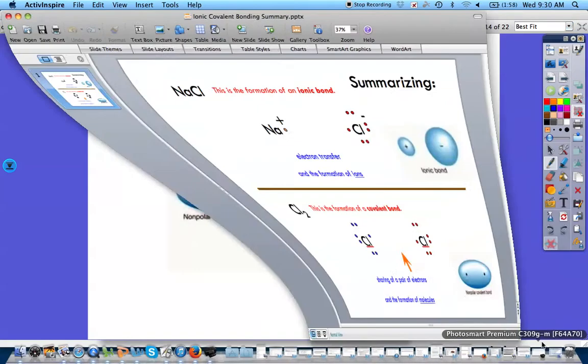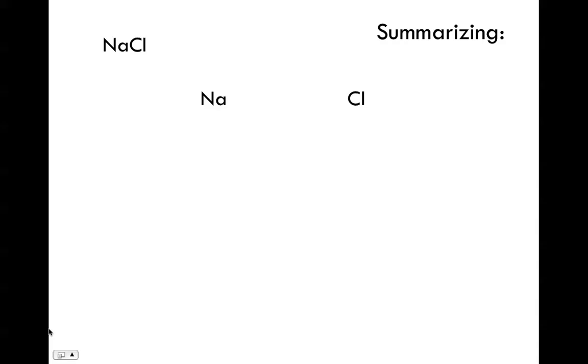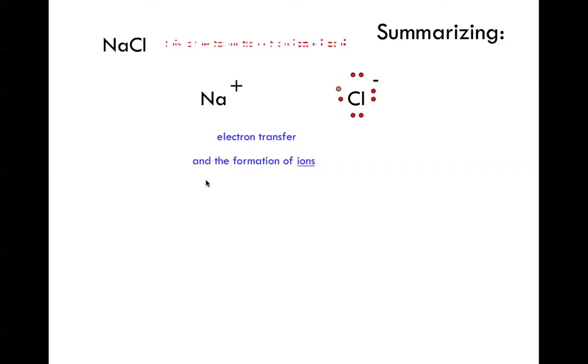I'm going to show you this demonstration for ionic and covalent bonding. So sodium has 1 valence electron, chlorine has 7. They're not stable because they don't have 8 valence electrons. Sodium is going to lose its 1 valence electron, giving it a positive charge. Chlorine is going to gain that electron, giving it a negative charge. We have an electron transfer going on and a formation of ions. This is the formation of an ionic bond.